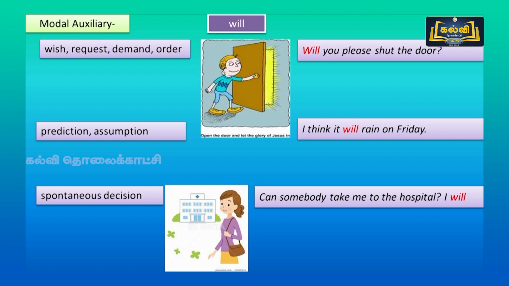I think it will rain on Friday. Here it is a prediction. And the third one. Can somebody take me to the hospital? I will. It's a spontaneous decision. So in these three types, will is used.